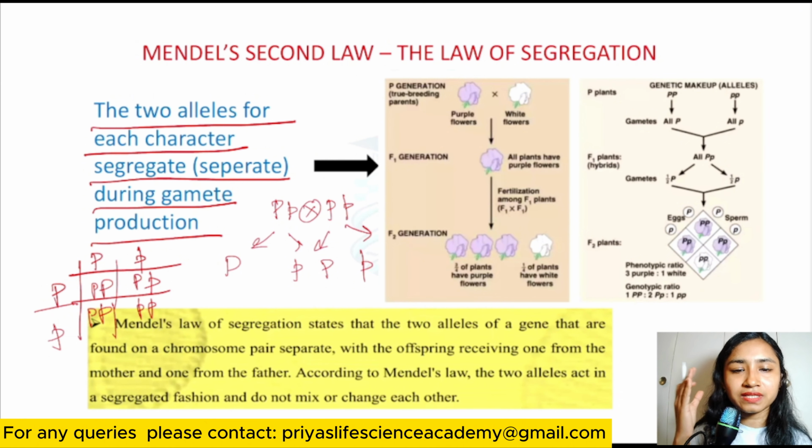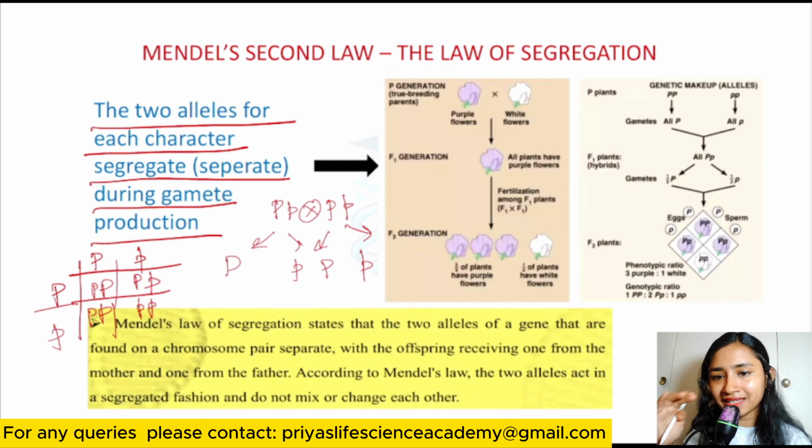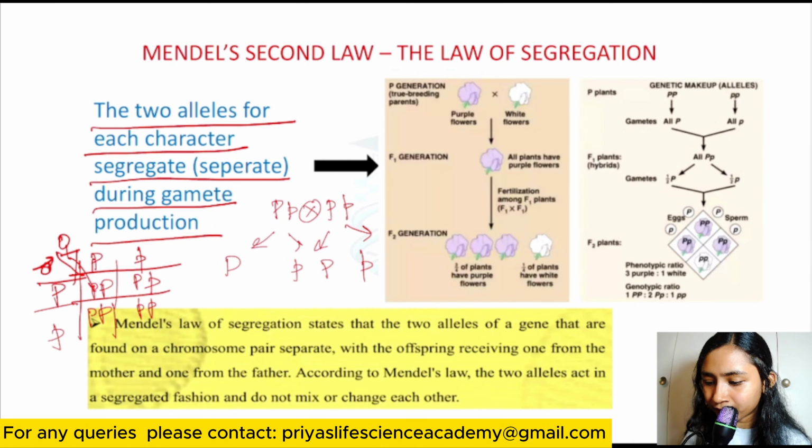Mendel's law of segregation states that the two alleles of a gene that are found on a chromosome pair separate, with the offspring receiving one from the mother and one from the father. According to Mendel's law, the two alleles act in a segregated fashion and do not mix or change each other during gamete formation. They segregate, and the offspring get one allele from the father and one allele from the mother. For example, this is the mother's allele and this is the father's allele. So this offspring is getting one allele from mother and one allele from father.